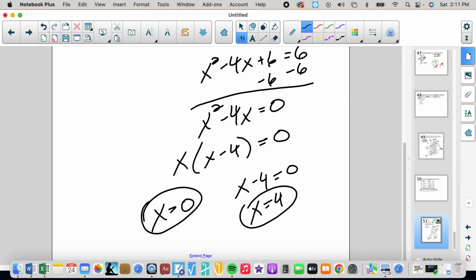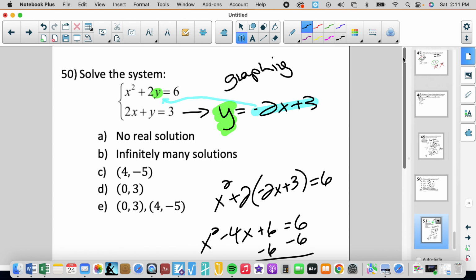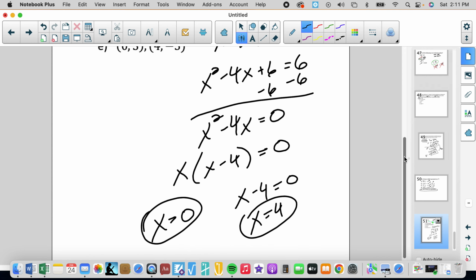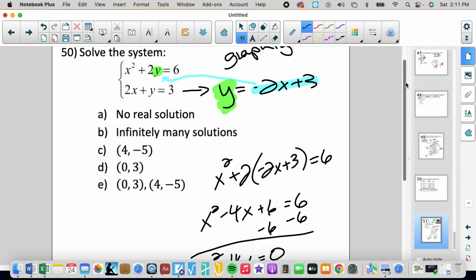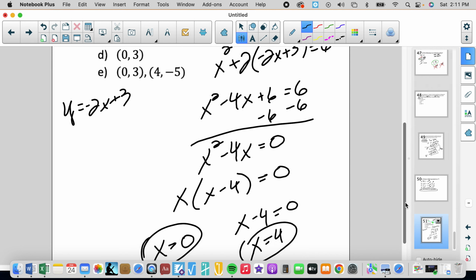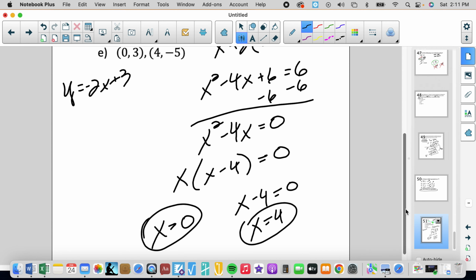Now, those are my x values. A lot of students would say 0 and 4. Too bad they don't give you 0 and 4. These are my x, so I have to plug it back into one of these equations, preferably y equals negative 2x plus 3. I'm going to find out what my y value is when x equals 0. So y equals negative 2 times 0 plus 3. y equals 3, so the point is 0, 3.